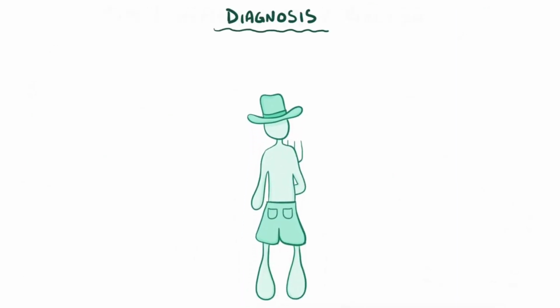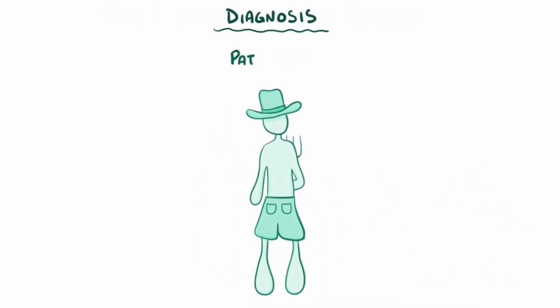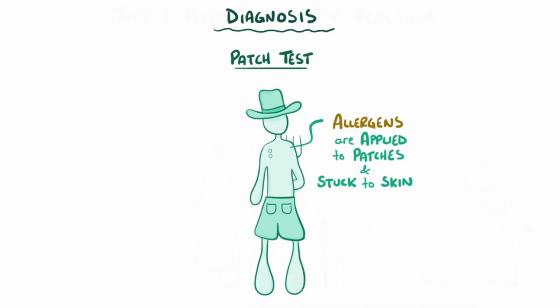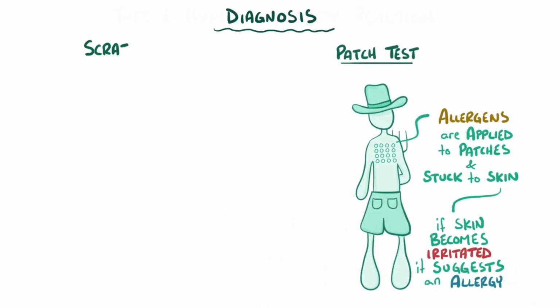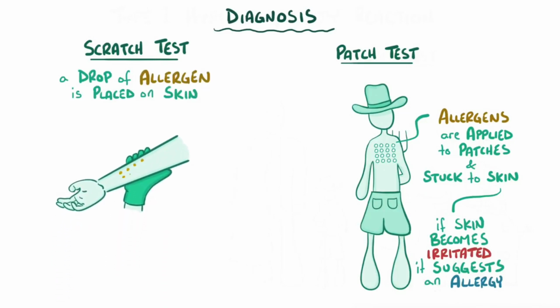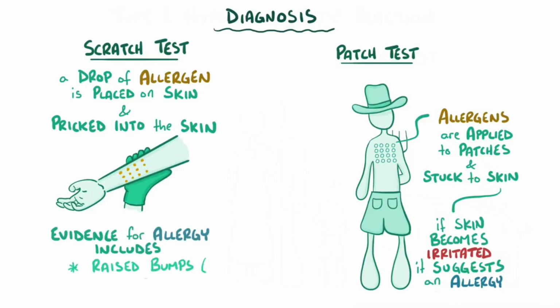The most common way to diagnose allergic rhinitis is through skin testing. One type is called the patch test, where allergens are applied to small patches and stuck onto the skin. If the skin under a particular patch becomes irritated, it suggests an allergy to that substance. Another type is called scratch testing, and it's when a small drop of allergen is placed on the skin and then pricked into the skin with a tool, again to see if there's evidence of an allergy like raised bumps or wheals, which is itchy red skin.